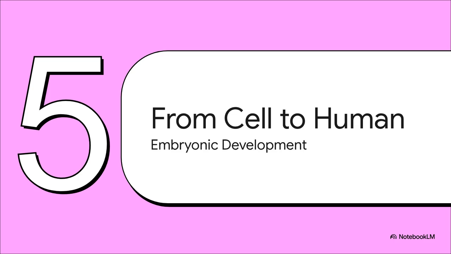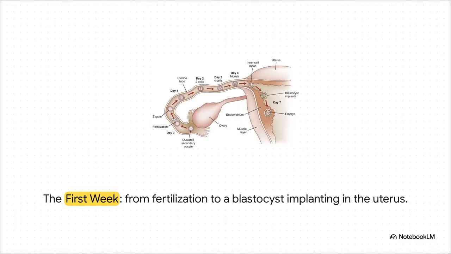And that brings us to our final section, the incredible transformation from just a single fertilized cell into a fully formed human. This is where that blueprint truly comes to life. Just look at this incredible first week. It all starts with fertilization way up in the fallopian tube. Then that single cell starts dividing, 2 cells, 4 cells, 8 cells, and on, all while it's traveling towards the uterus. By about day 7, it's become this tiny ball of cells called a blastocyst, and it's ready to implant itself in the uterine wall.